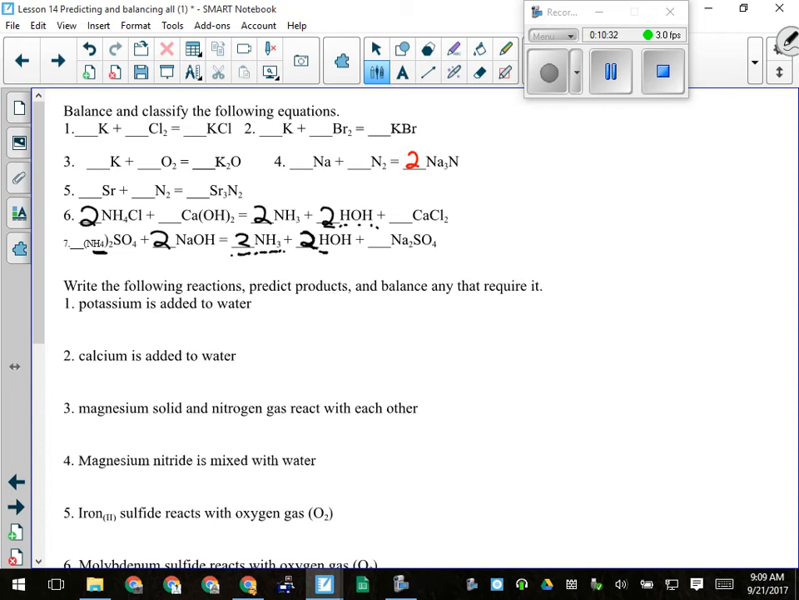Okay. And like I said, those were a challenge, right? I just put those up there to, if you were starting to get cocky about how good you were about balancing equations, this would take you down a peg. You know?